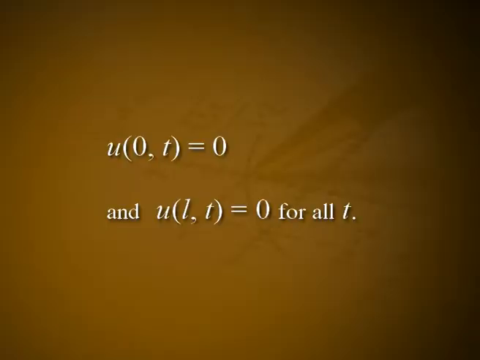Here the boundary conditions are U of 0, t is equal to 0 and U of L, t is equal to 0 for all t. If f of x is the initial temperature in the rod, then the initial condition is U of x, 0 is equal to f of x.